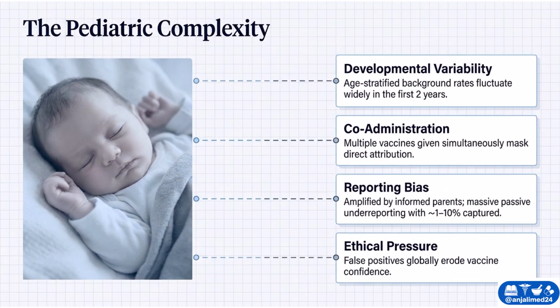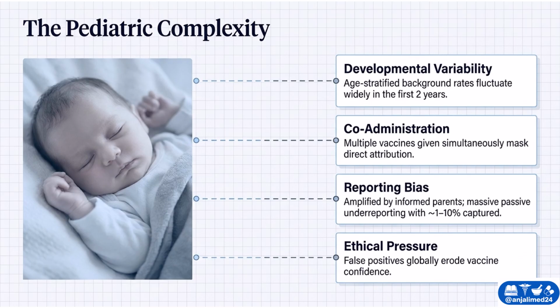In pediatric vaccine pharmacovigilance, complexity increases dramatically because children are not simply small adults. The first challenge is developmental variability. Background medical event rates change rapidly during the first 2 years of life, making it difficult to distinguish coincidence from causality. Second, co-administration complicates attribution. Infants often receive multiple vaccines during a single visit, making it challenging to determine which product may be associated with a reported adverse event.